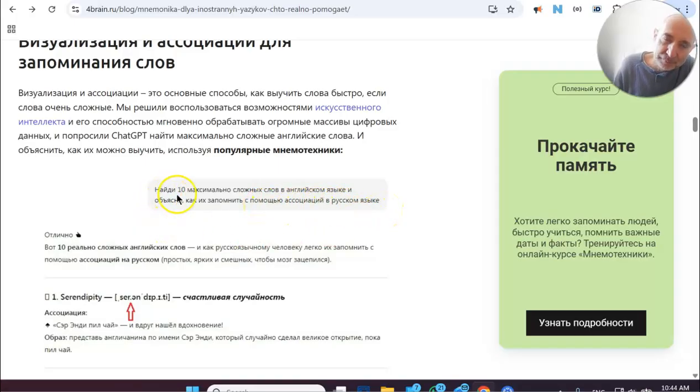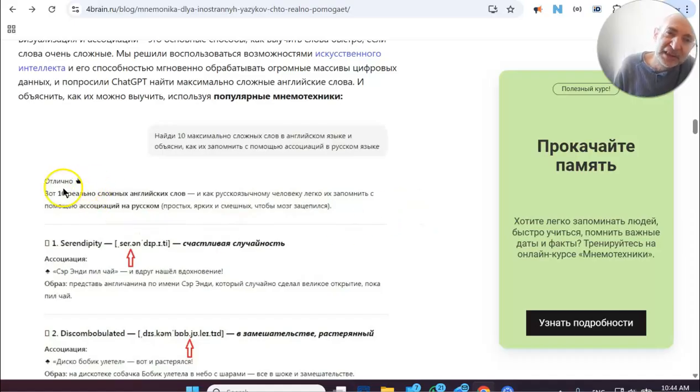So find 10 maximum difficult, or like the most difficult, words in English language, язык means language, и объясни, and explain, как их запомнить, how to memorize them, in English, с помощью ассоциаций, with the help of associations, в русском языке, in the Russian language. And then ChatGPT says, отлично, perfect.